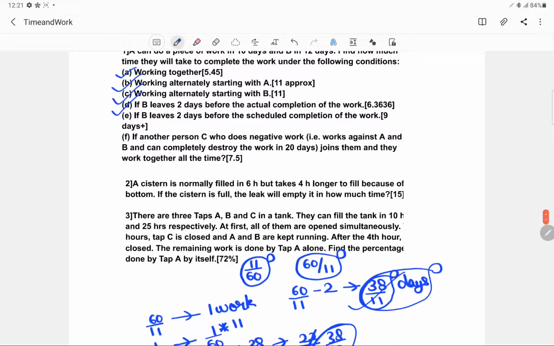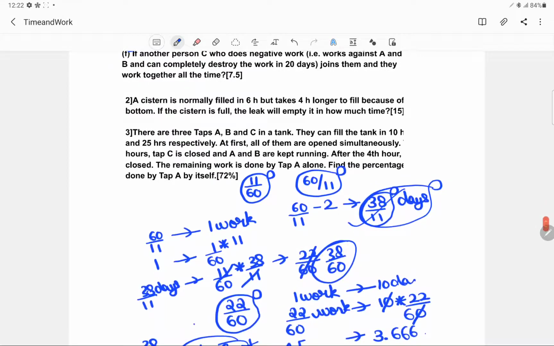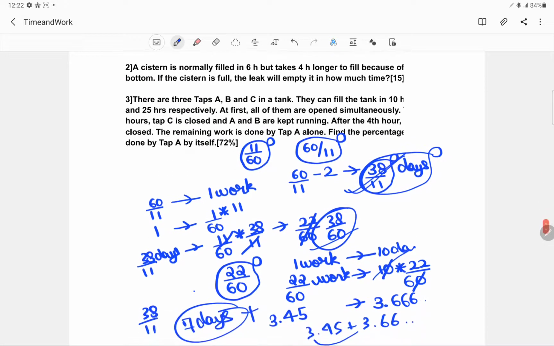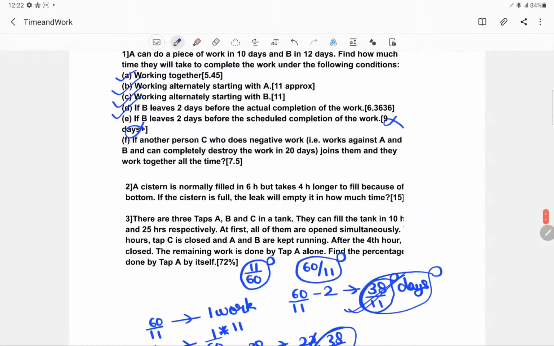So the answer is no. This is actually given incorrect. This is like 38 by 11, this is like 38 by 60, 22 by 60, so this would be 3.66 something. I think when I marked that answer, what I calculated was 4.45 plus 3.66, so that's why I wrote it like this, 9 days plus.